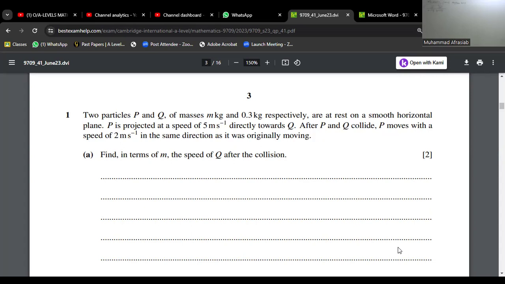After P and Q collide, particle P moves with a speed of 2 meters per second in the same direction as it was originally moving. Part A: find, in terms of m, the speed of the particle Q after this collision.